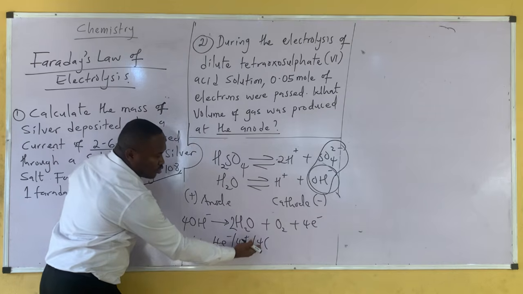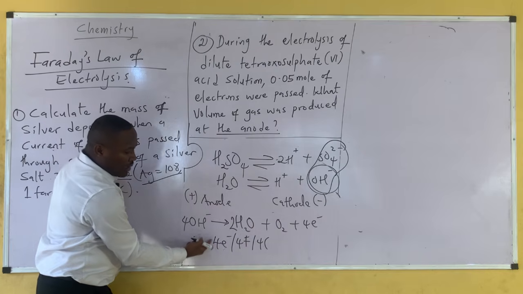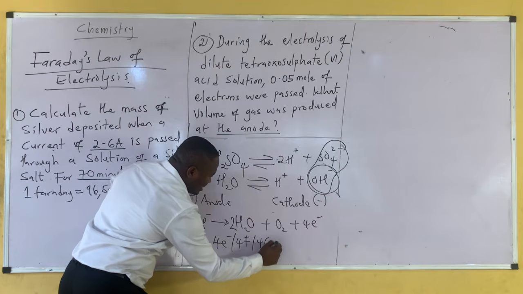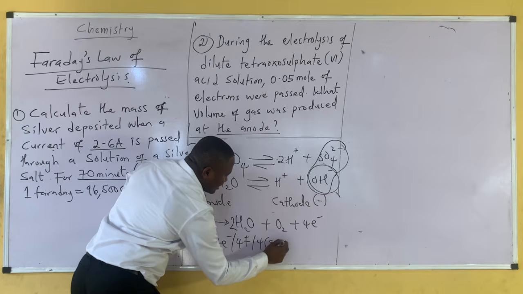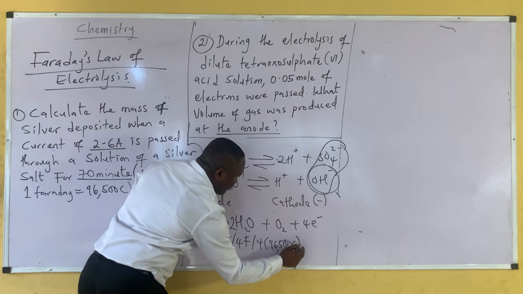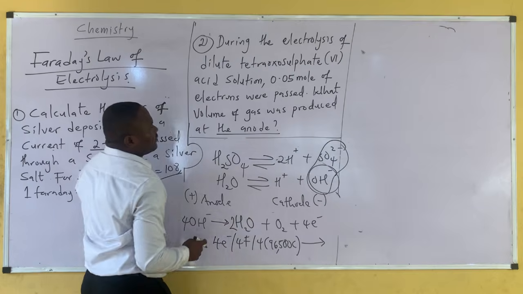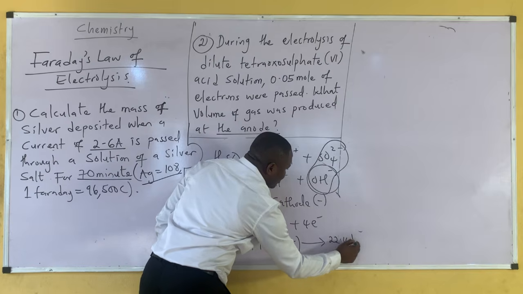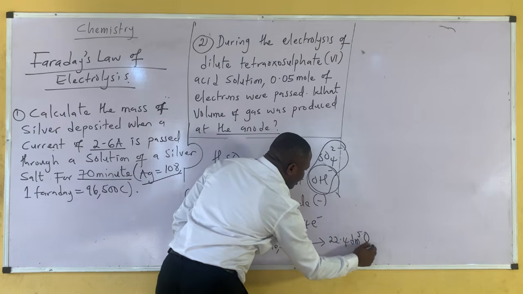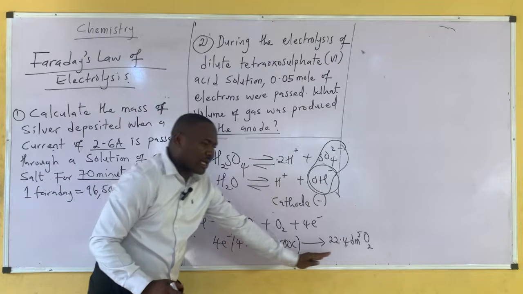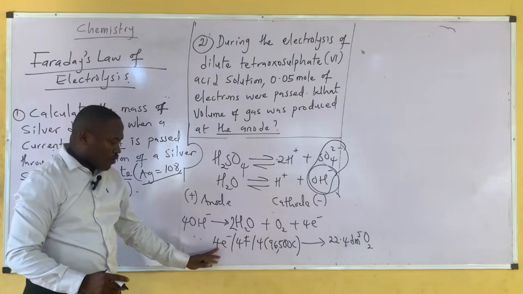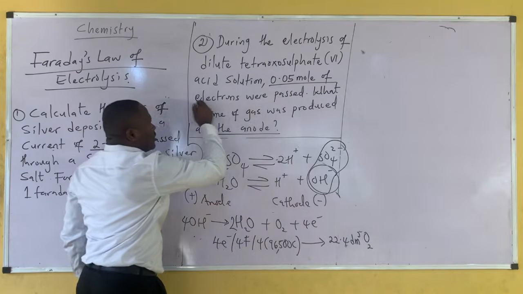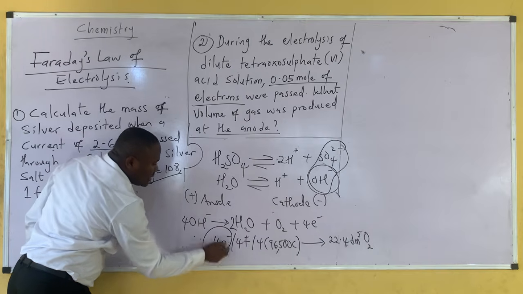You see now we are using 4 times Faraday because of the number of electrons we have. 4 times 96500 coulombs of electricity will give, remember, standard volume, 22.4 dm³ of oxygen gas. So this is the standard based on the equation for electrons. Now the question is being asked in moles of electrons. So therefore, I will be using this side.